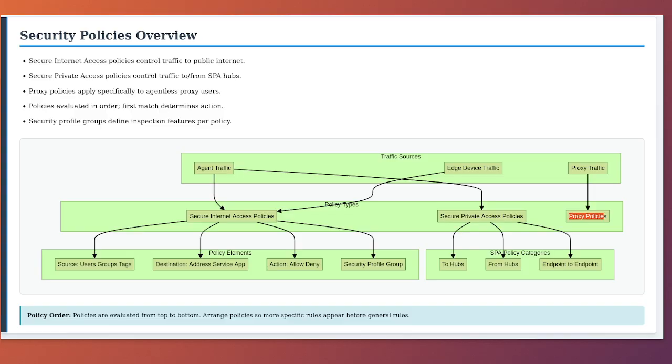Policies are evaluated in order, with the first matching policy determining the action. This makes policy ordering important for achieving desired security outcomes.